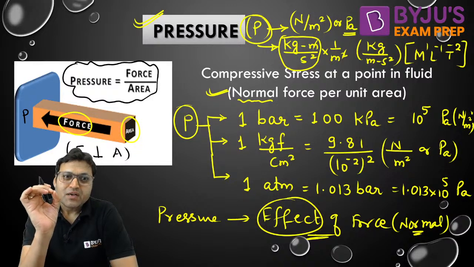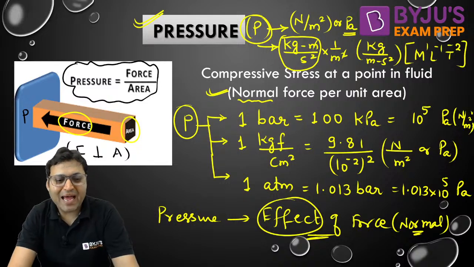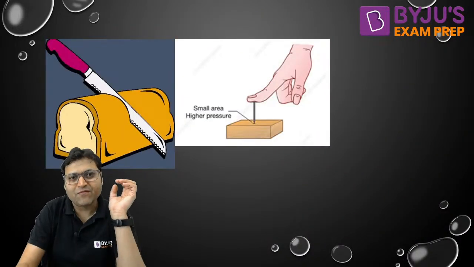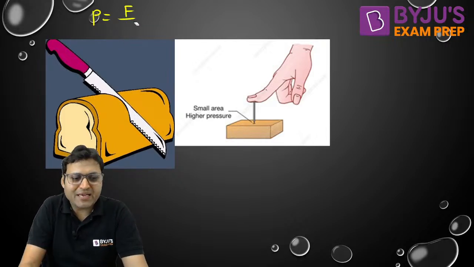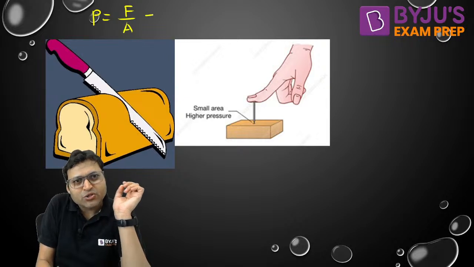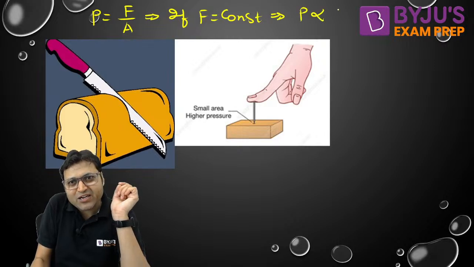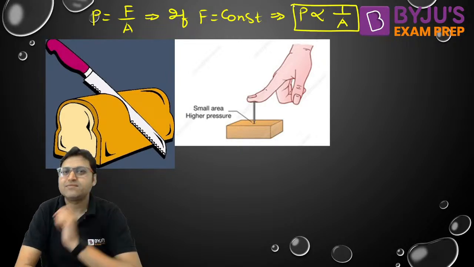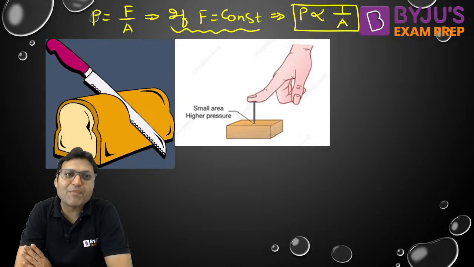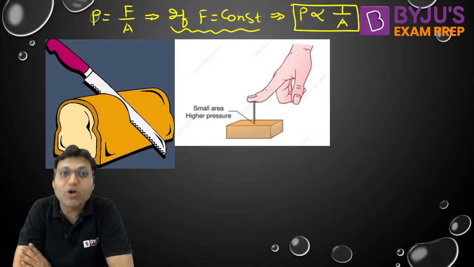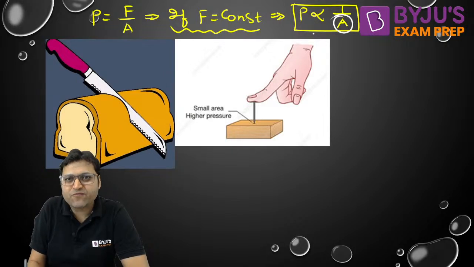So if the force applied is same, listen very carefully, what is pressure? Pressure is normal force per unit area, isn't it? So we can say if applied force is constant, then the effect of this force is inversely proportional to area. Yes or no? If we apply the same amount of force, then their effect may not be the same. Why? Because it all depends on the area over which this force is applied.